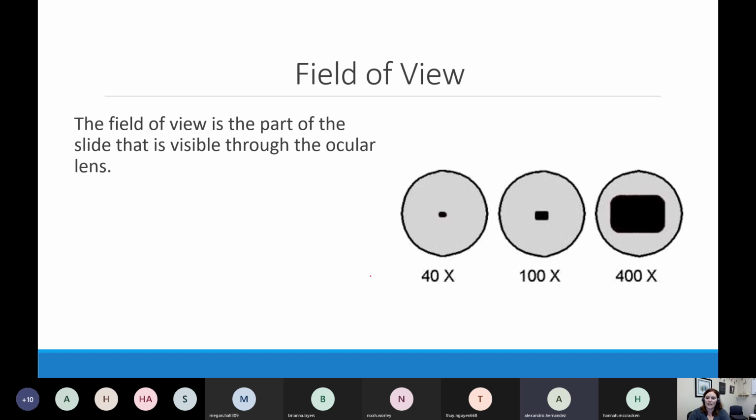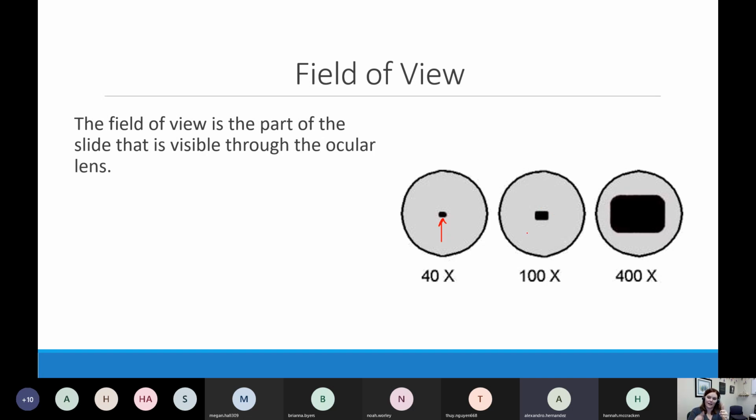So imagine that I've got a slide, it's a boring slide, it just has this little black dot on it. When I'm looking at it with the scanning objective in place, I can see all of this space around it and I can see the dot in the middle. When I put my low power objective in place, notice that the spot itself got bigger, it got zoomed in, and the amount of space next to it that I can see is smaller. My field of view got smaller.